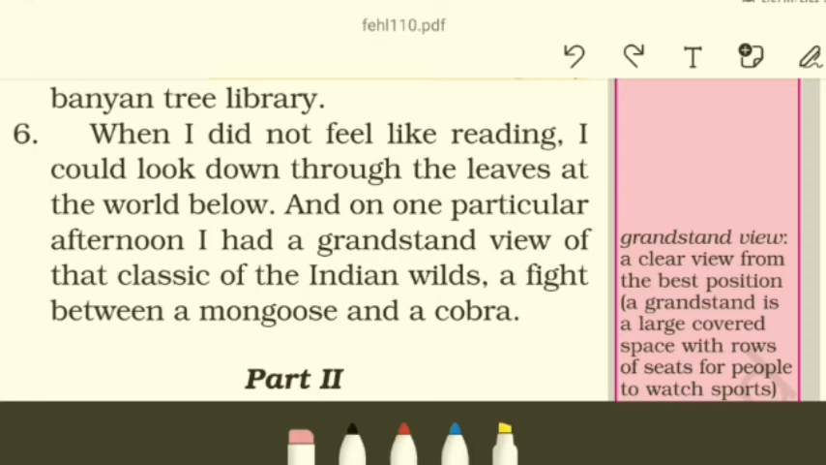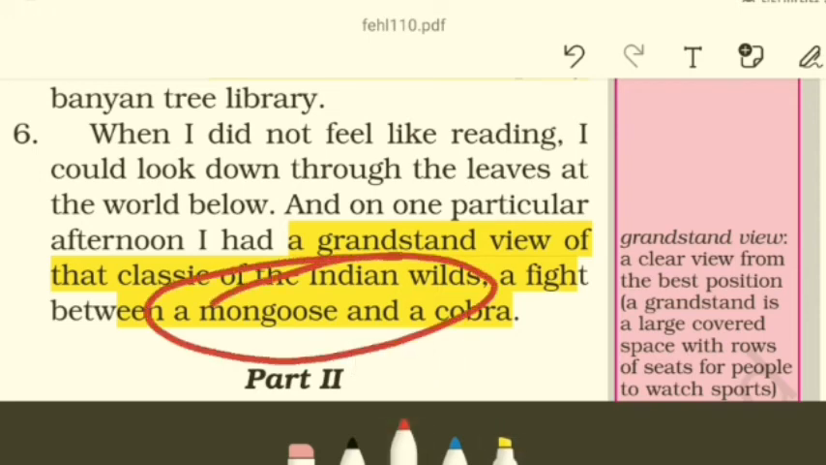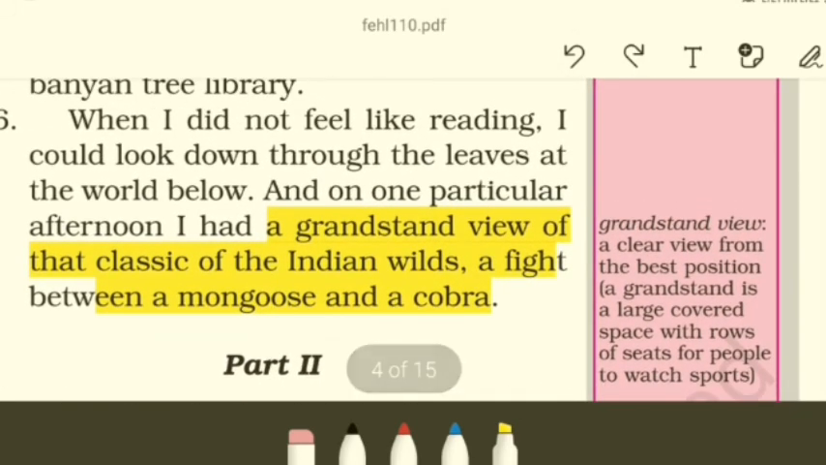On one particular afternoon, I had a grandstand view of that classic of the Indian wilds, a fight between a mongoose and a cobra. So one afternoon, he was watching a grand fight between a mongoose and a cobra. We have already discussed what a mongoose is, and a cobra is one of the most poisonous snakes in India, and in the world also, to be precise.